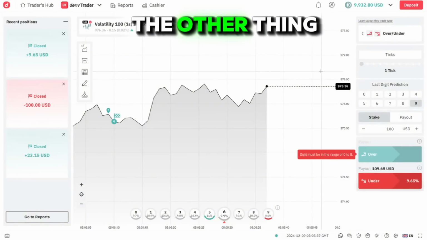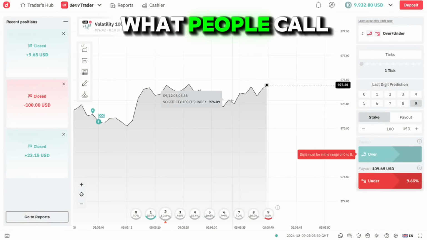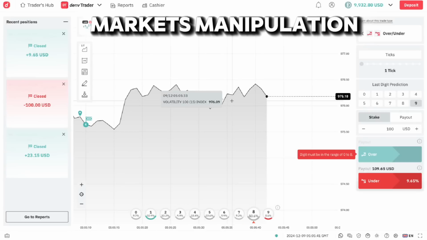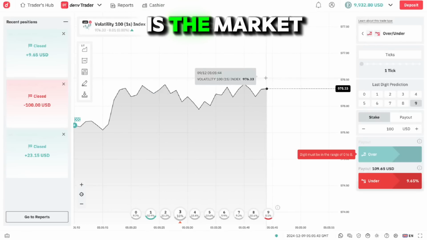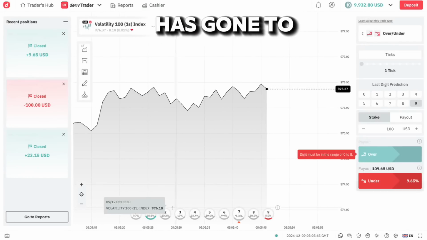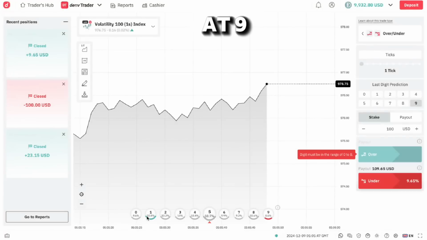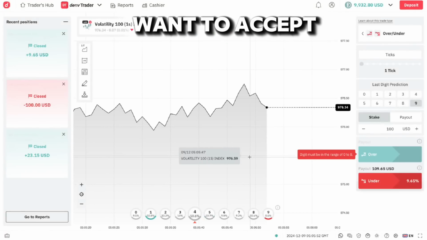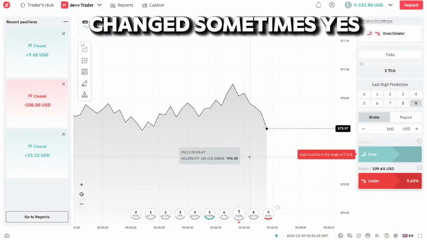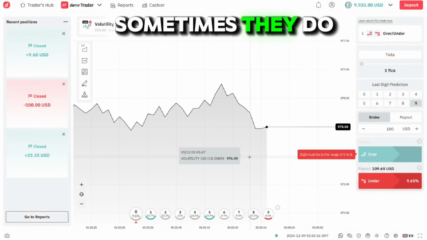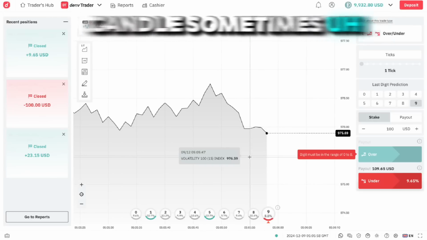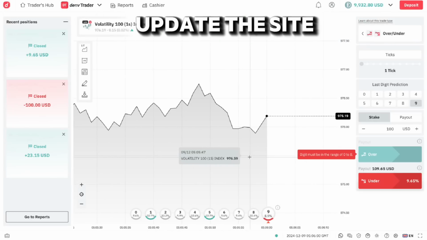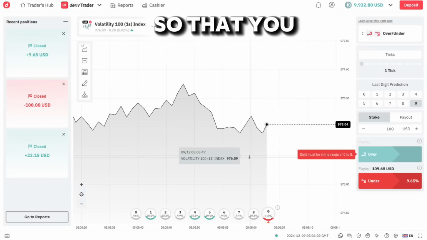The other thing you need to know is what people call market manipulation. The market has gone to 2 is now at 9, 1 is at 9, and you're still trading under 9 because you don't want to accept the market has changed. Sometimes, yes, there's manipulation. Sometimes they do change the candle. Sometimes they do update the site while you're there trading so that you lose your money.